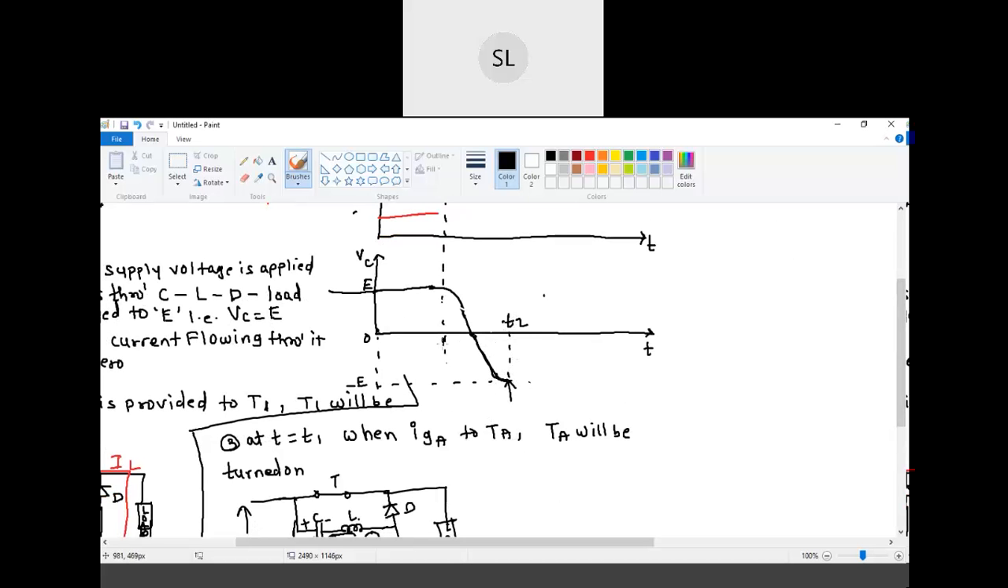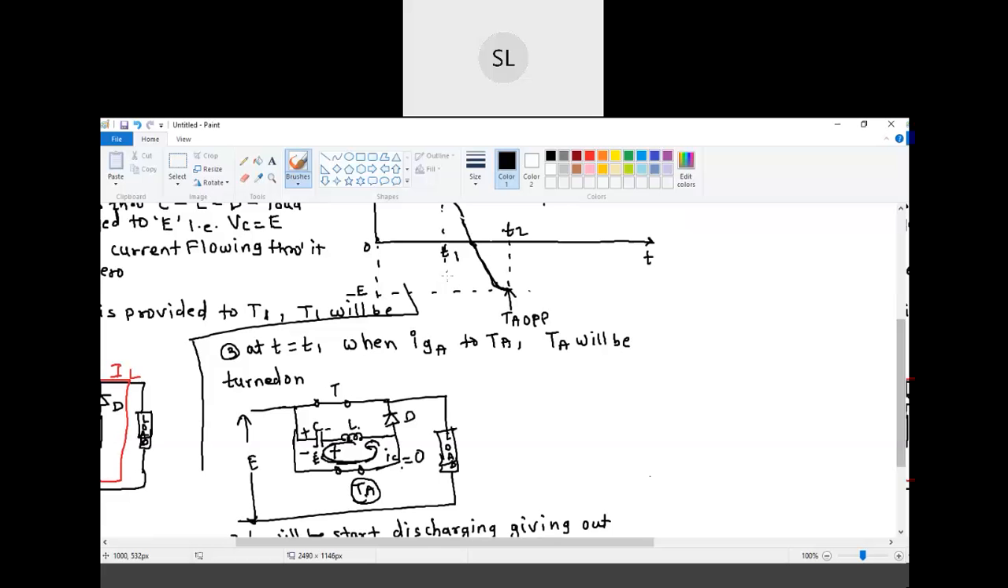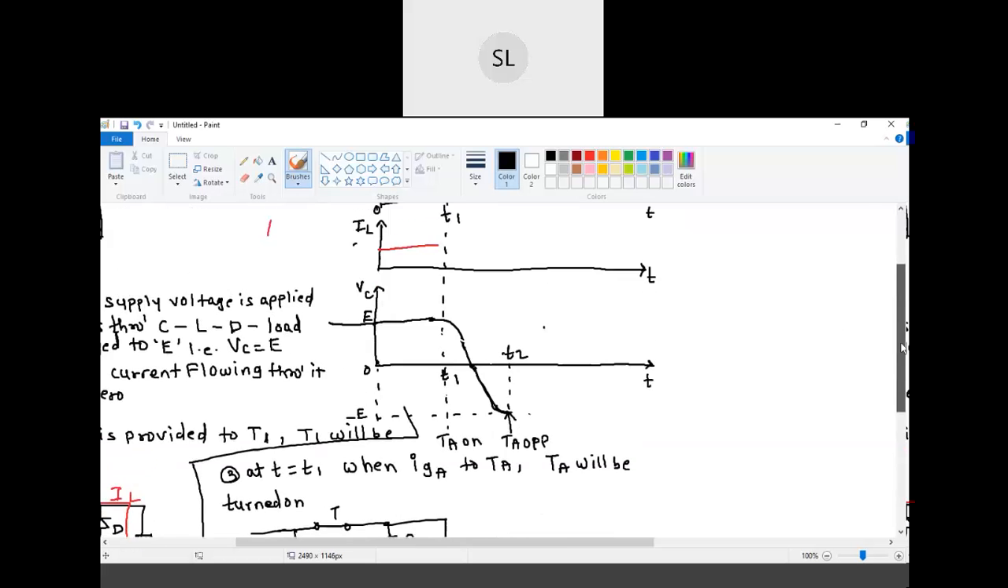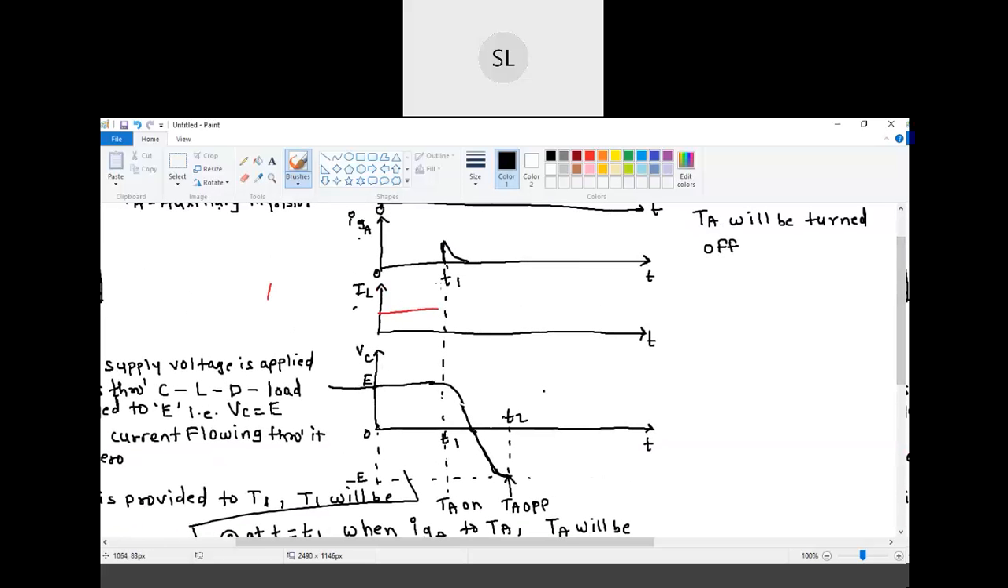Say this is T1. So at this instant T2, T1 will be turned off. See here, at t equal to T1, it was turned on. At t equal to T2, it was turned off naturally. Okay, now the load current is still flowing through the thyristor T1.